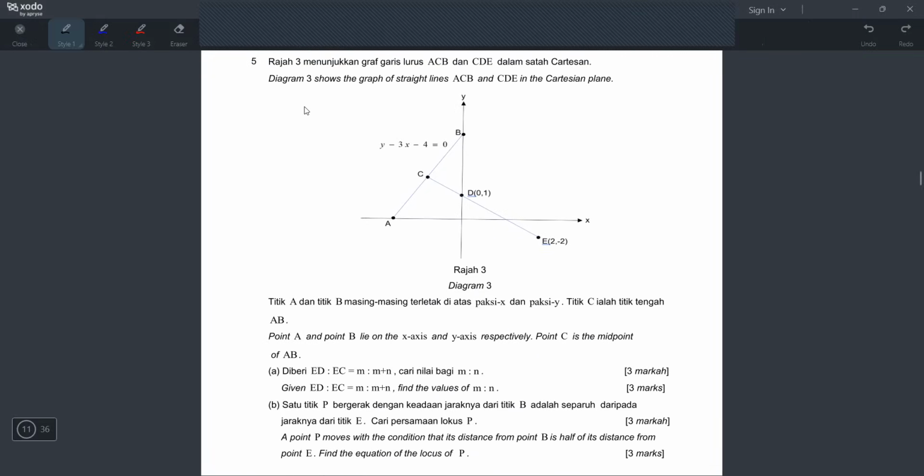Okay, let's continue with question number 5. I think this is coordinate geometry. So we read the question. Diagram 3 shows the graph of straight lines ACB and CDE in the Cartesian plane. So there's two lines only, ACB and CDE.